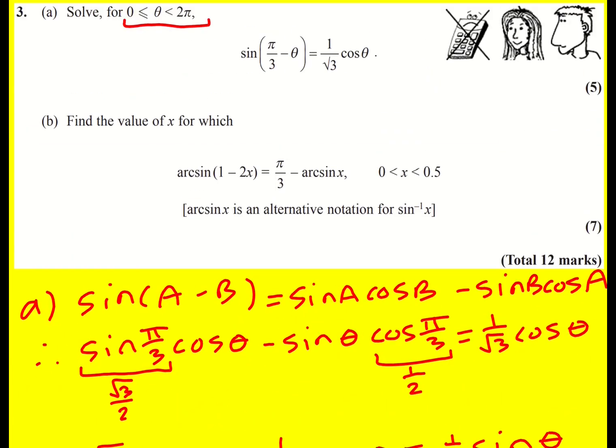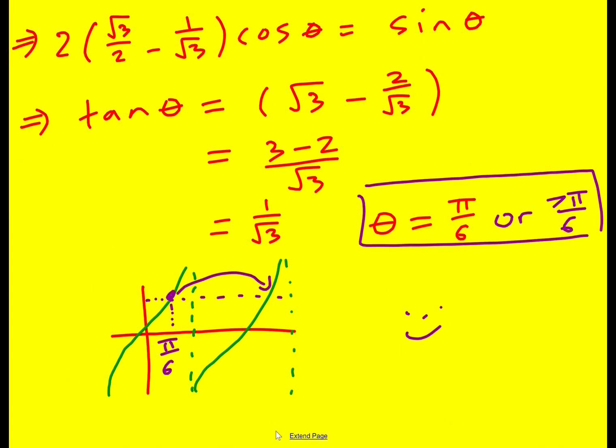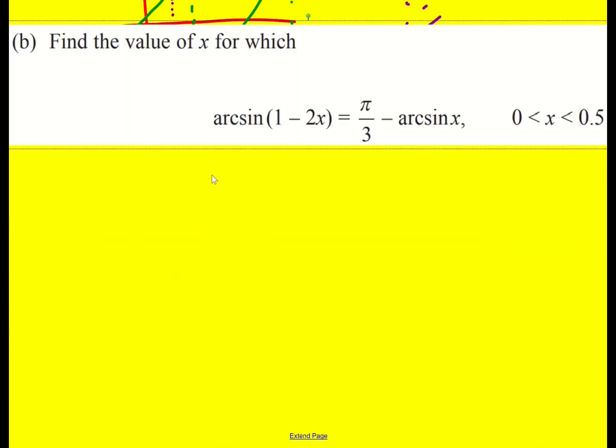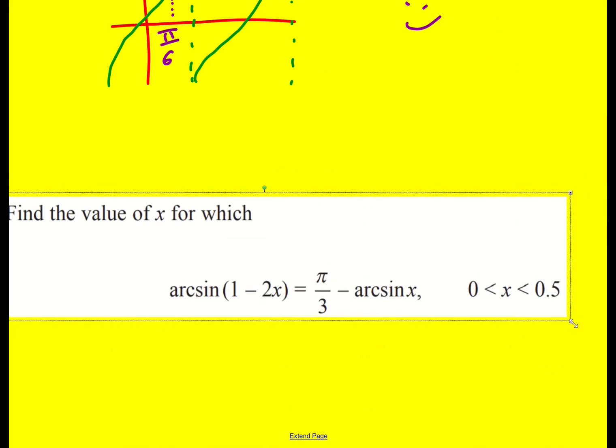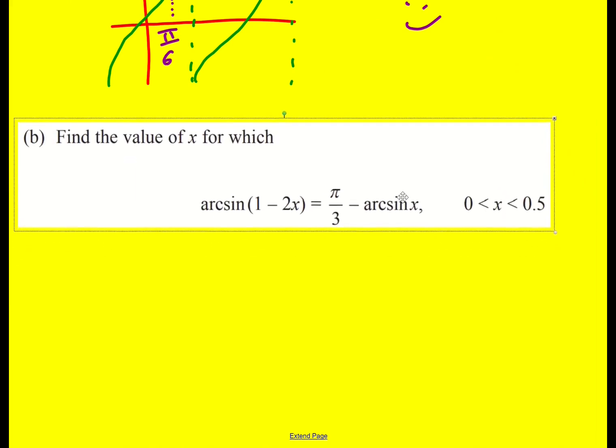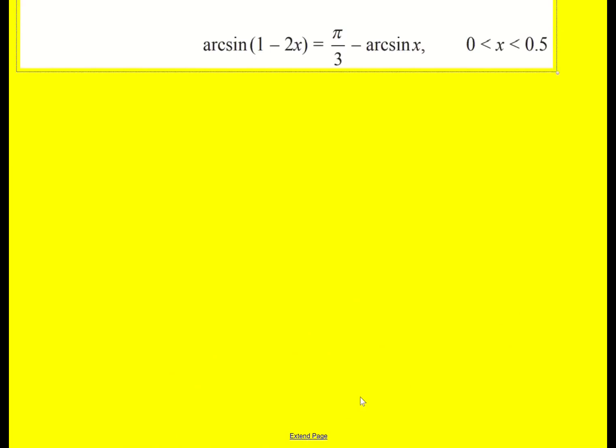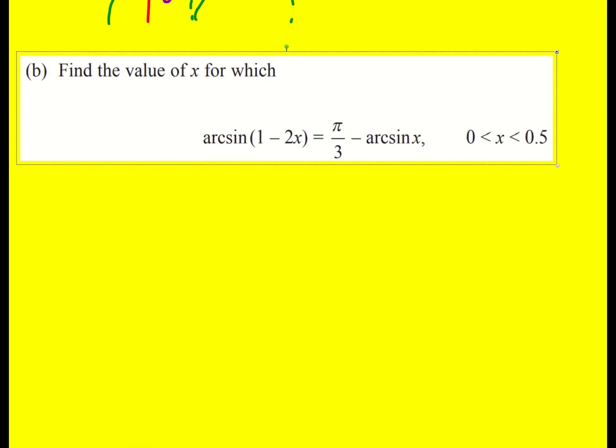Let's take a look at B. I always like to write sine to -1. Like, I understand it can be a bit confusing because you might think it's 1 over, but we're hopefully familiar enough with it. I'm just going to write it like that.